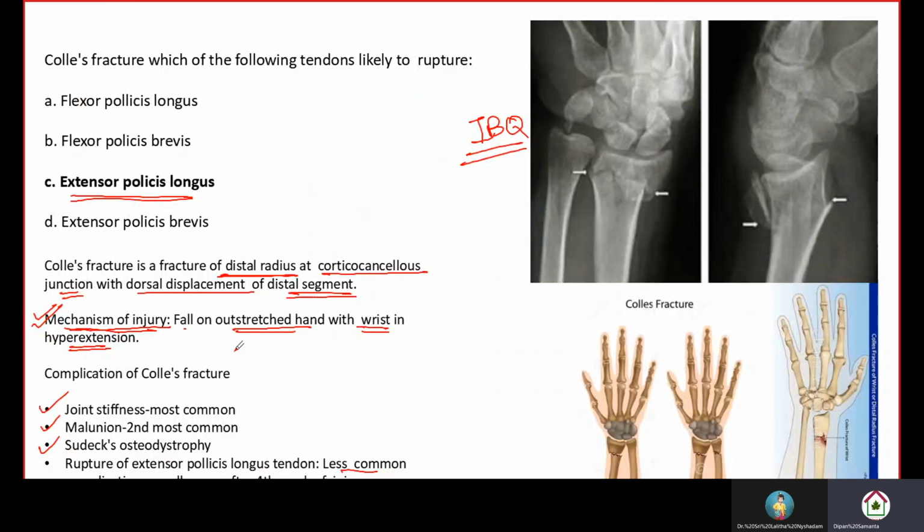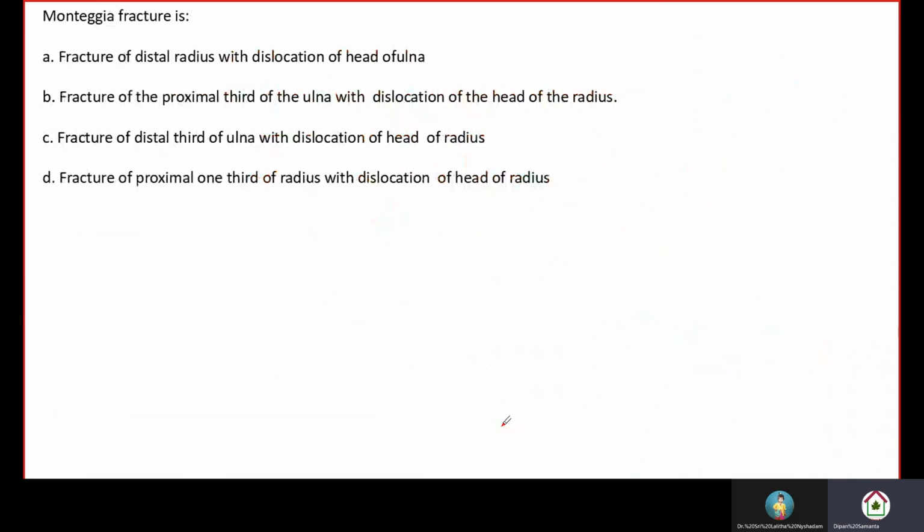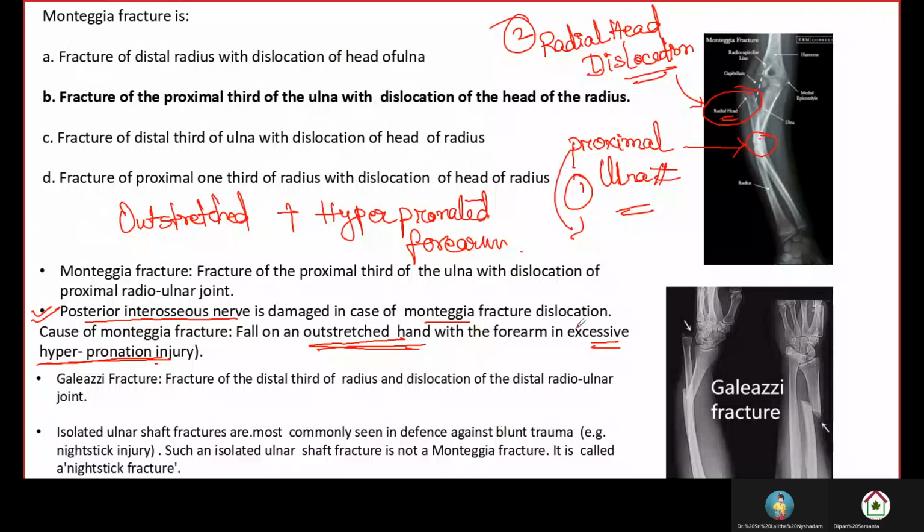In Colles fracture, how was the mechanism? Outstretched hand with hyperextended wrist. That was the Colles fracture. But Monteggia is hyperpronated forearm. Outstretched hand is common in both fractures, Monteggia and Colles.